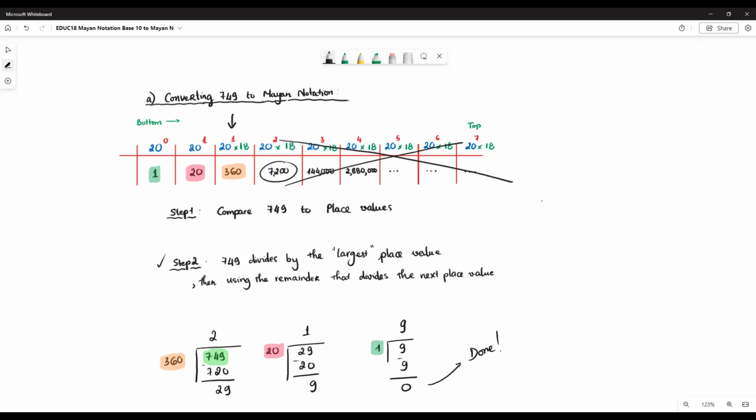All right. And just keep in mind, because we start from 20 to the power 0, or 1, as the place value, it's at the bottom. Here we have the bottom, and here the top. So from the top to the bottom, we have 2, 1, 9. And then we convert to the Mayan notation: we have 2 dots, 1 dot, and then 4 dots here and 1 bar.